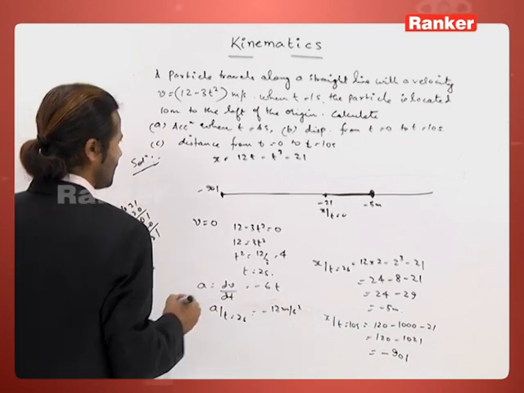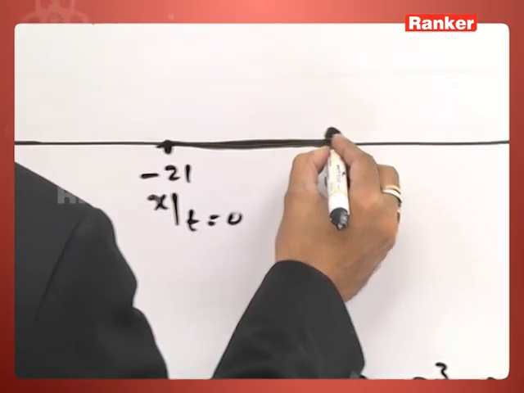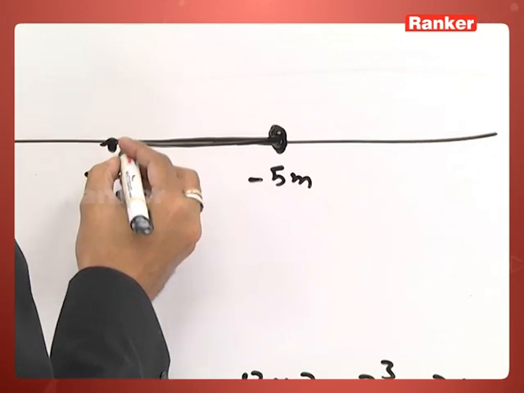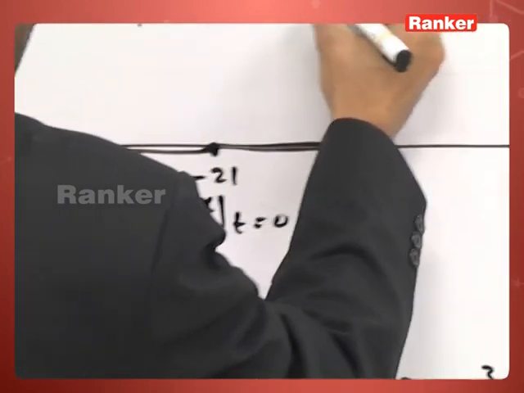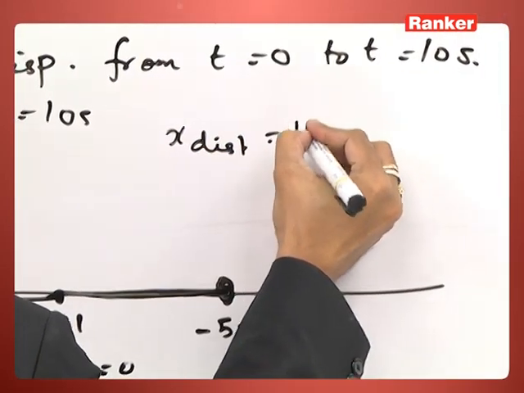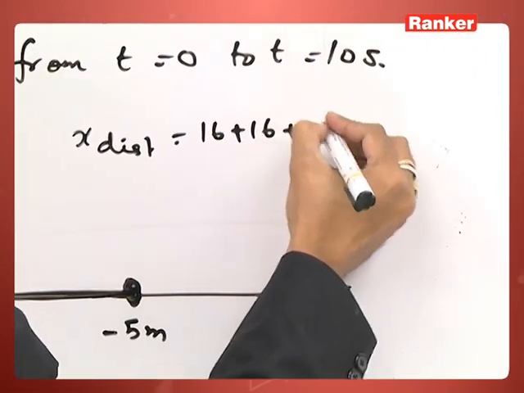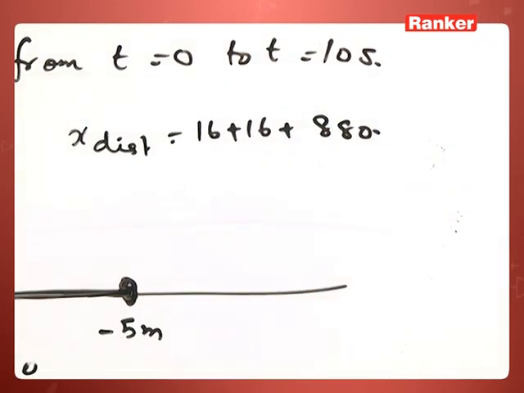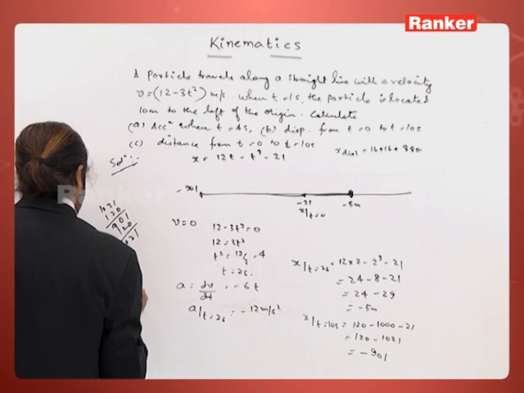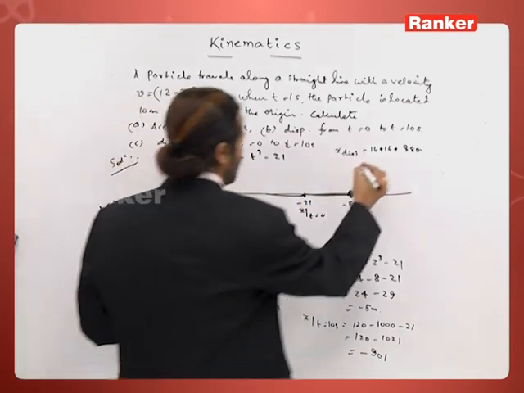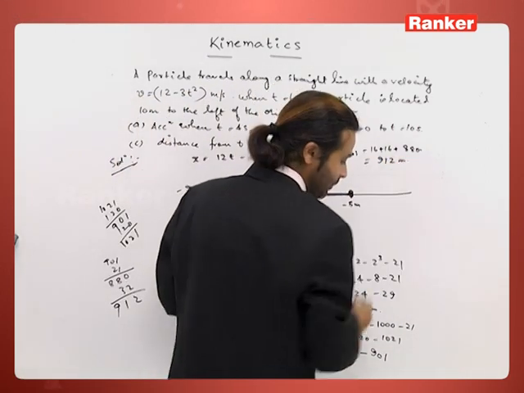So the total distance traveled is 16 plus 16, which is 32, plus this distance 880. So distance is 16 plus 16 plus 880. So 32 plus 880 is 912. So the total distance is 912 meters.